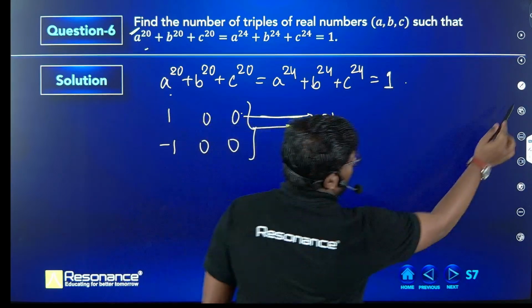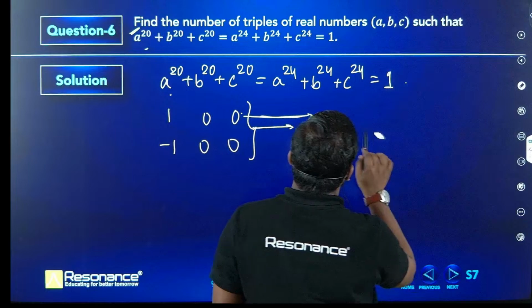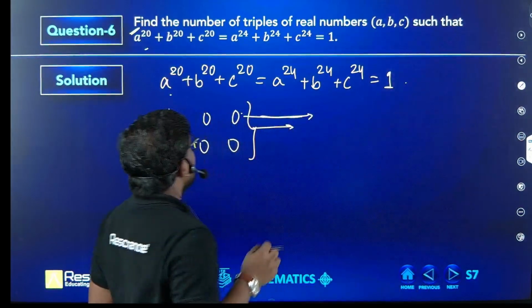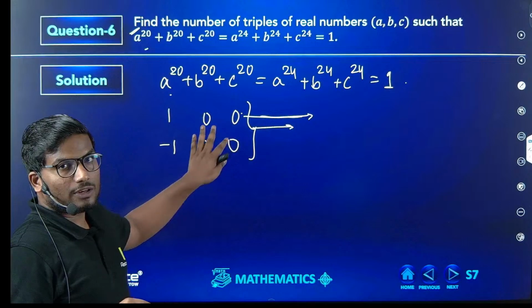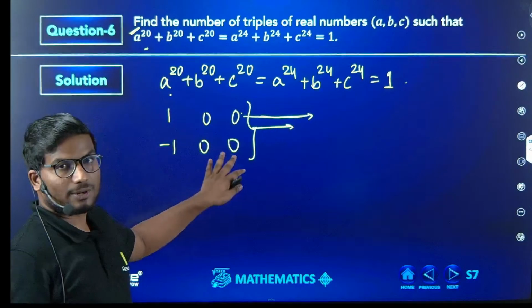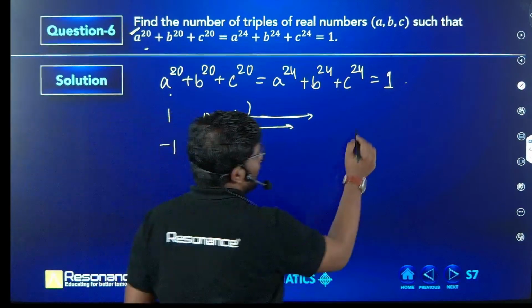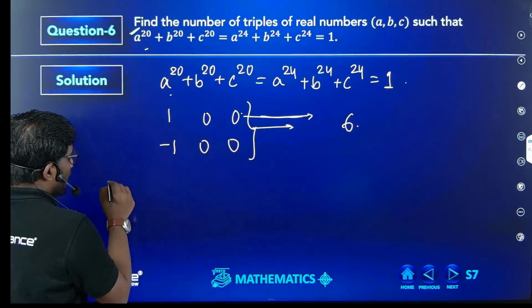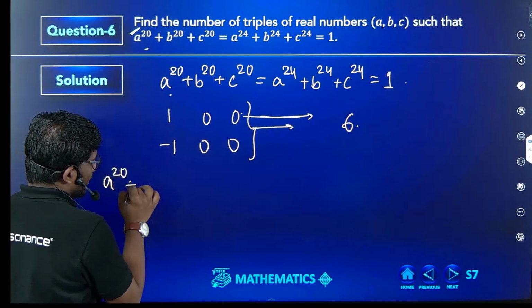So this has 3 factorial by 2 factorial permutations, and this has 3 factorial by 2 factorial. So we have 6 permutations from here. Now coming to the actual portion where we will struggle to find other real values.